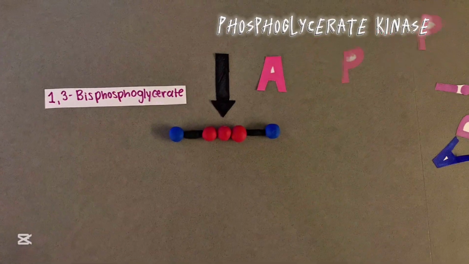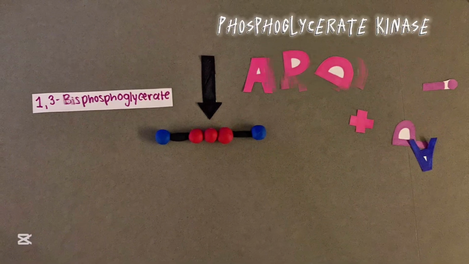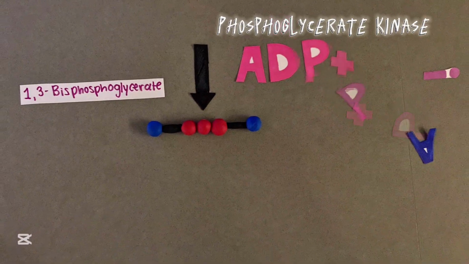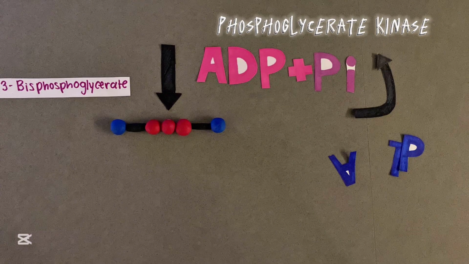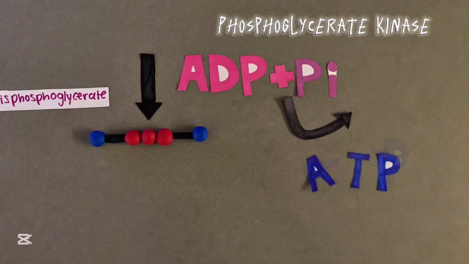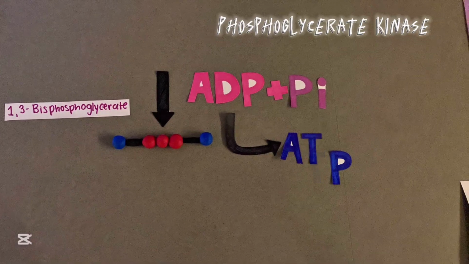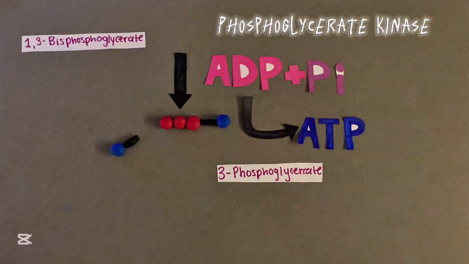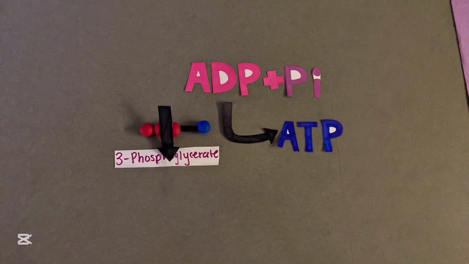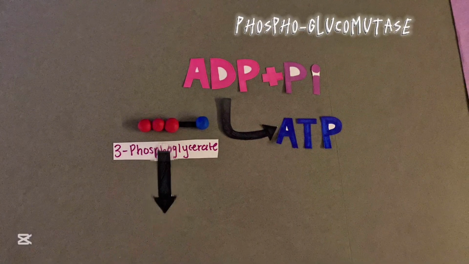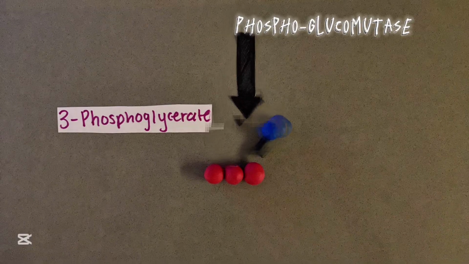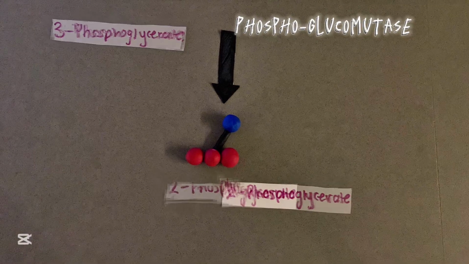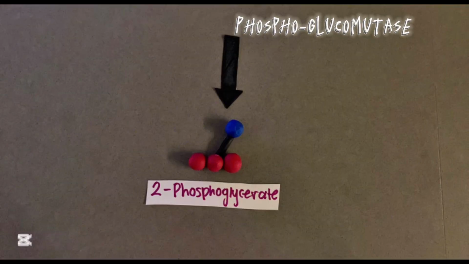ATP is then directly produced when ADP takes the phosphate from the 1,3-bisphosphoglycerate, resulting in 3-phosphoglycerate through a substrate-level phosphorylation reaction. This is catalyzed by the enzyme phosphoglycerate kinase. 3-phosphoglycerate then undergoes a mutase reaction, where the phosphate group shifts from the 3rd carbon to the 2nd carbon, creating 2-phosphoglycerate. This is catalyzed by the enzyme phosphoglucomutase.